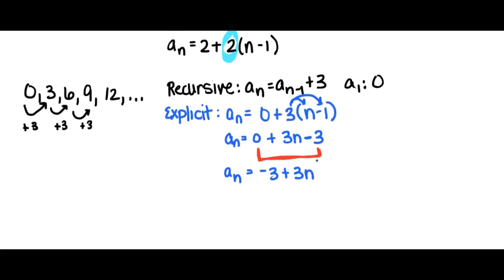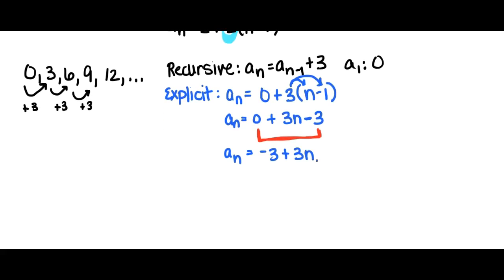But the cool thing about this, now that we have this formula, is I can say, well, I want to know what happens when we get to the 20th term. What is the 20th term? And so I can use the explicit formula. In place of n, I'm going to put in 20. So it's going to be a sub 20 equals negative 3 plus 3 times 20.